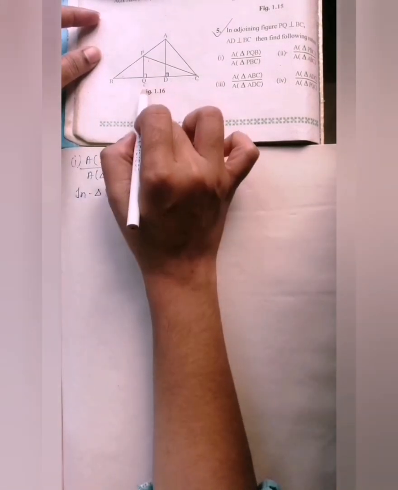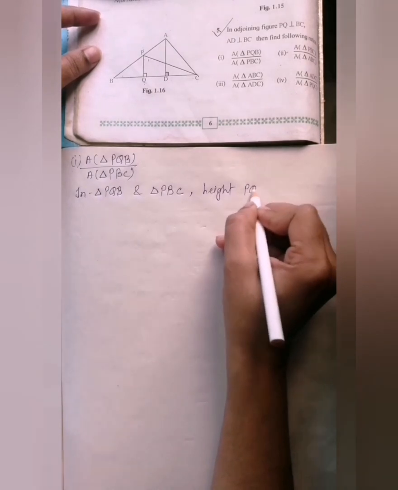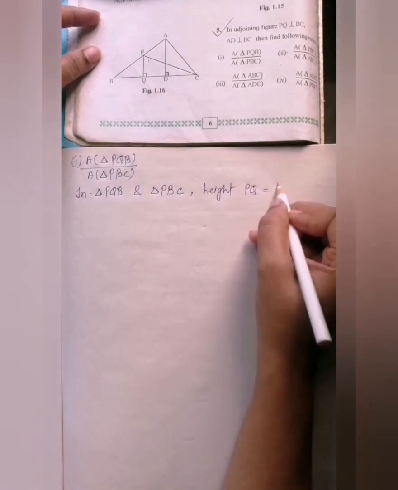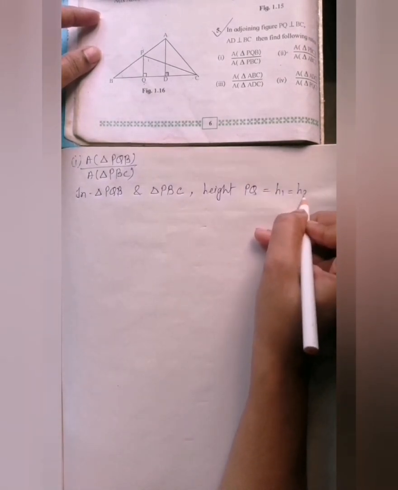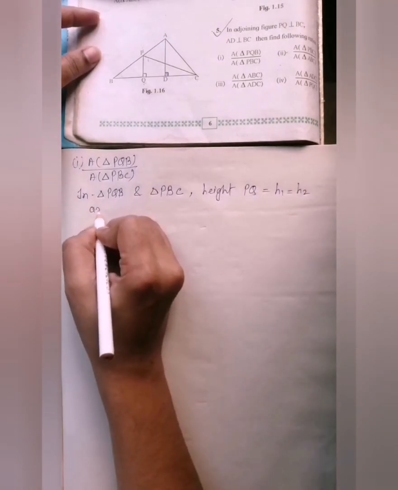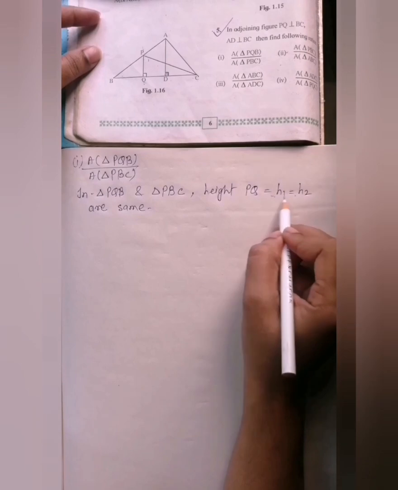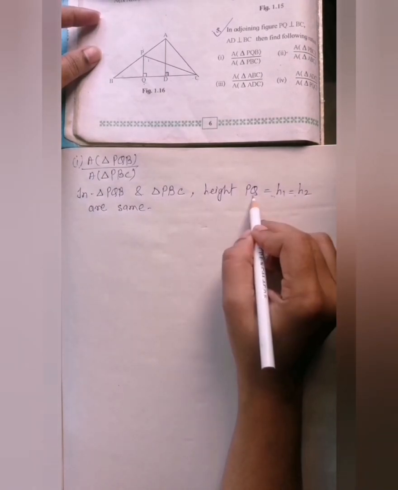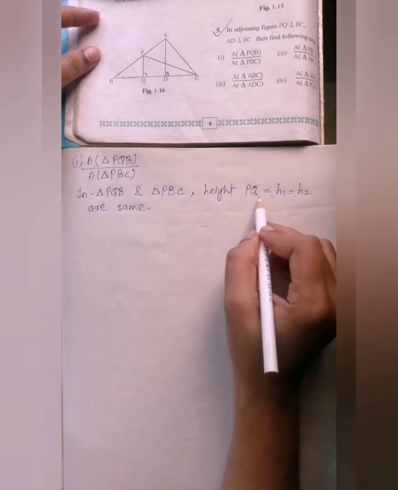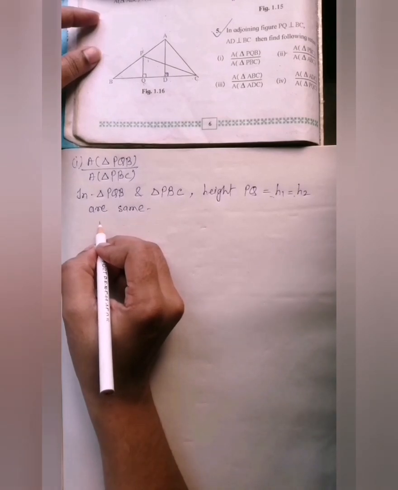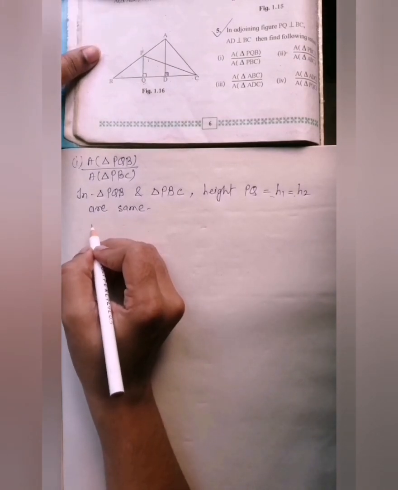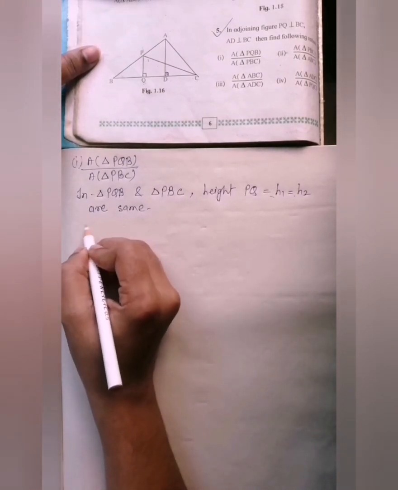So what is the height of this? PQ. Okay, PQ. So H1 equals H2. Heights are the same, right? Heights are the same, so that's why we can write H1 equals H2. This is PQ. Clear, students, that we are solving example number 2? Clear? Now next one, write down their proportion.